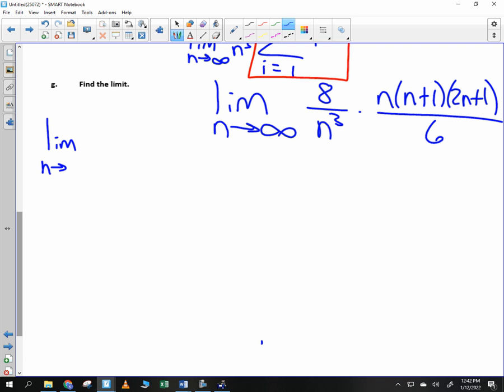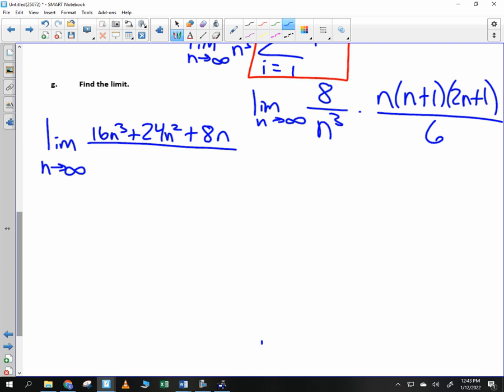Let's find the limit as n goes to infinity of, I'm going to multiply the top out. 2n times n times n, times 8, 16n cubed. I'll FOIL this part. I got 1 times 2n and 1 times n. What's that going to give me? 3n times n, 3n squared times 8, 24n squared. Okay, now let's do the n. I got 1 times 1 is 1 times n times 8. So if you multiply out the top, that's what you get. How about the bottom? What do you get in the bottom? 6n cubed.